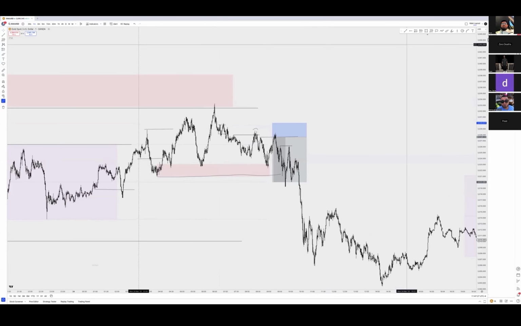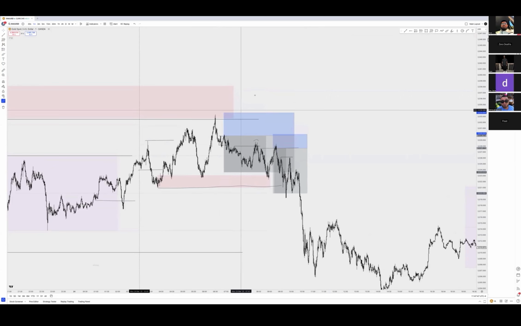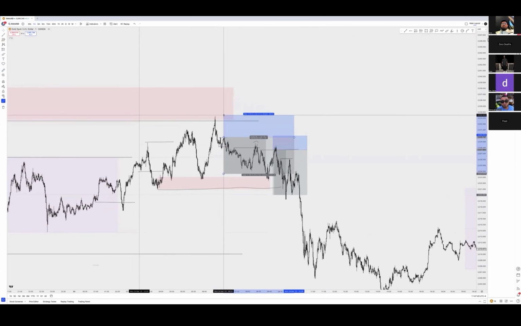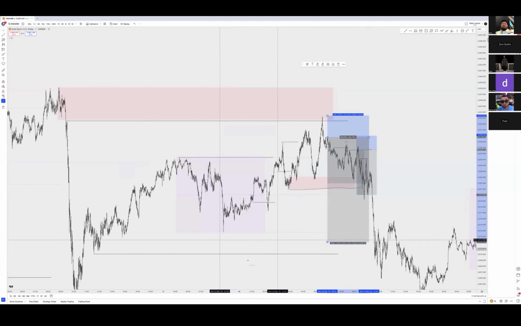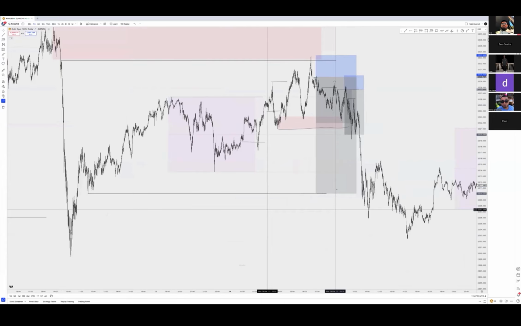Honestly, not the most. I mean, this works out, right? But I like to see more things happen before I enter. That's just me though. But if you were to enter here during London or right before New York, even though, actually, you could just keep your stops above here and then target the lows, right? Where the liquidity is, or majority of the liquidity is.